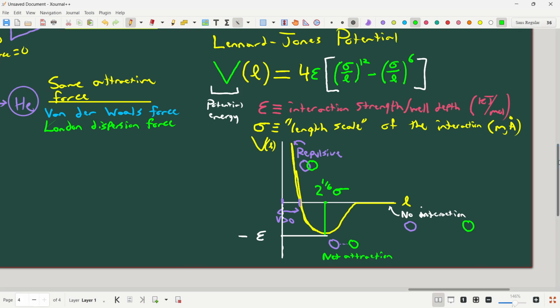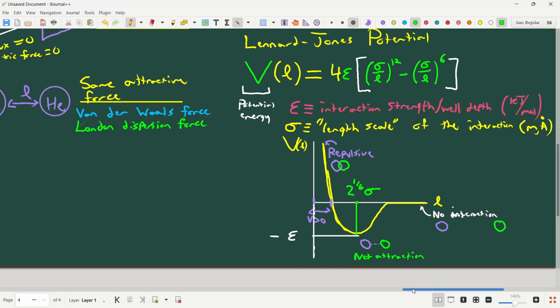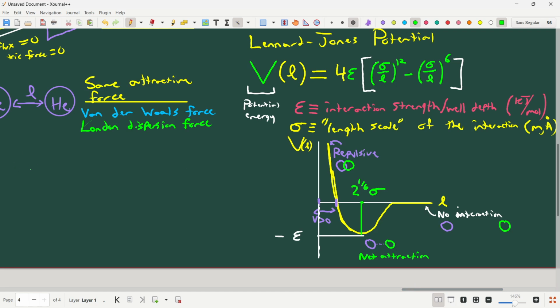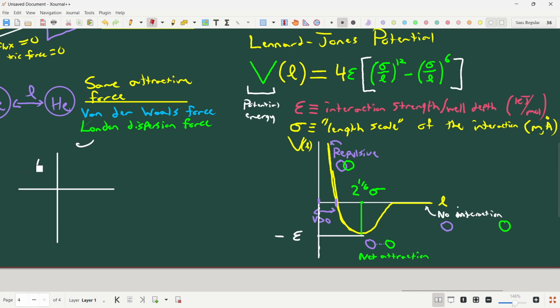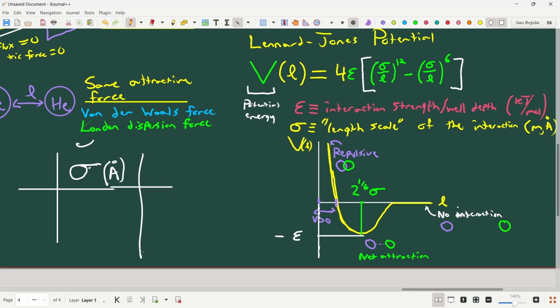Okay. So for helium, I don't actually have helium's numbers here, but let's just look at some others. So for nitrogen, sigma. Sorry, this is sigma. All right, this is a bad plot. Let me start over again. So we have sigma here, and I'm going to do it in units of angstroms. And the well depth, epsilon, we'll do in kilojoules per mole.